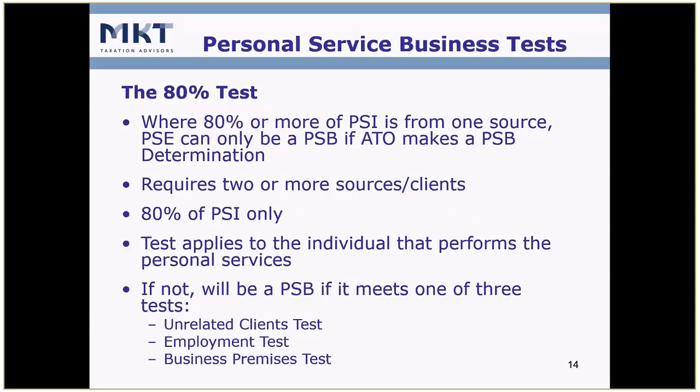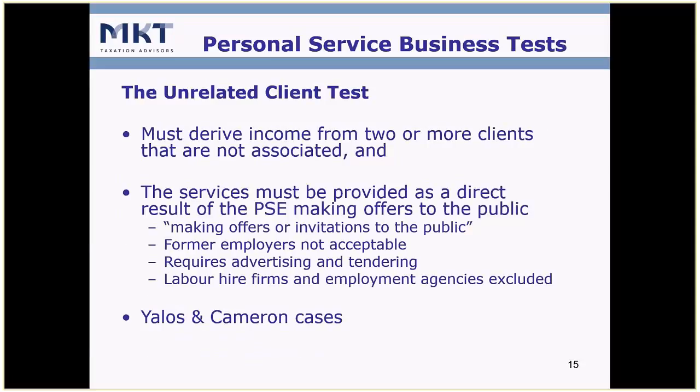If you've got more than one client, which again, most genuine contractors would have, and no one client generates 80% or more of your income, then you move through that test in a sense, but you only get to be a PSB if you can then pass one of three other tests. So it's kind of a funny test there, because it sort of relates to the unrelated client tests, but it sits out on its own.